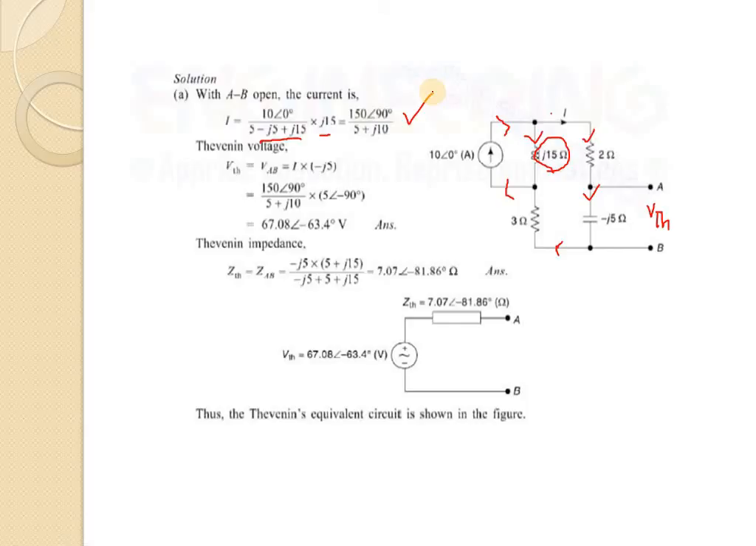Now we have to calculate the voltage VTH across AB. So definitely the current passing through this branch multiplied with this impedance XC, we will get the voltage. That is the voltage we have calculated.